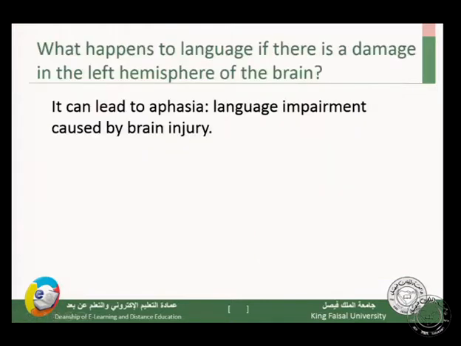So if there is damage to this area, the damage can lead to aphasia. What do we mean by aphasia? What is the definition of aphasia? It is language impairment which is caused by brain injury.